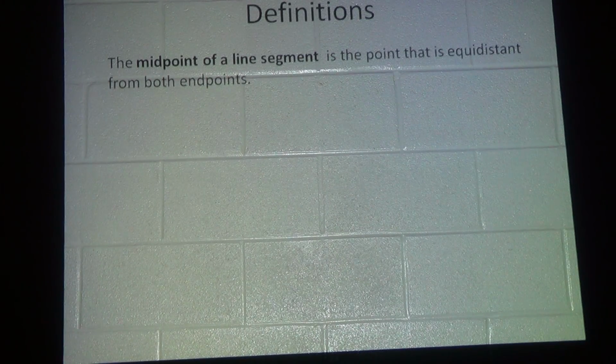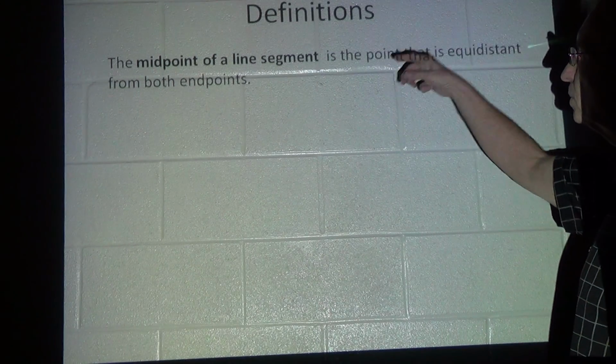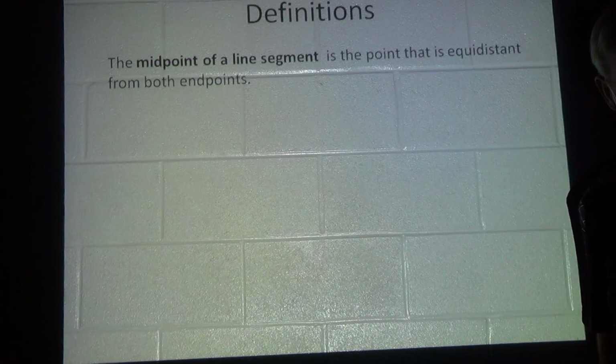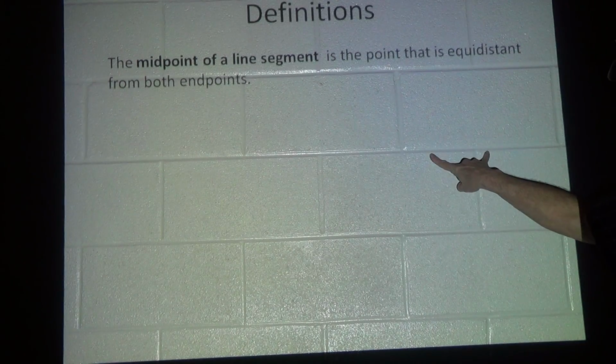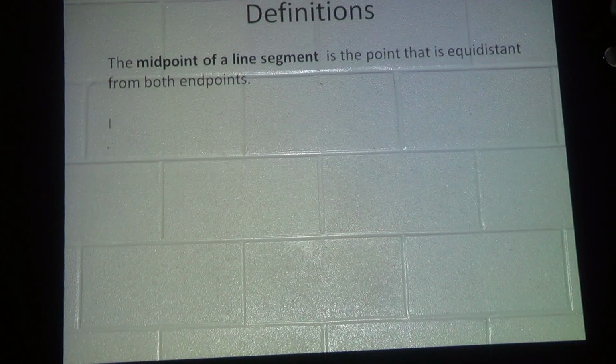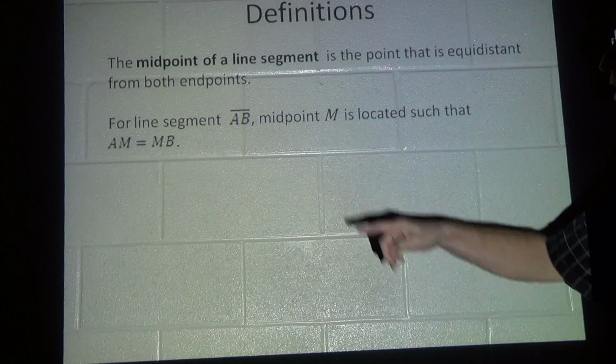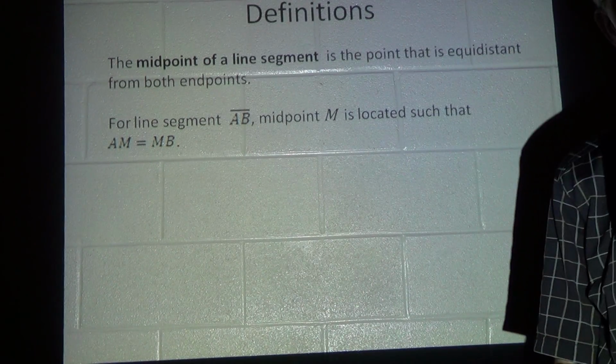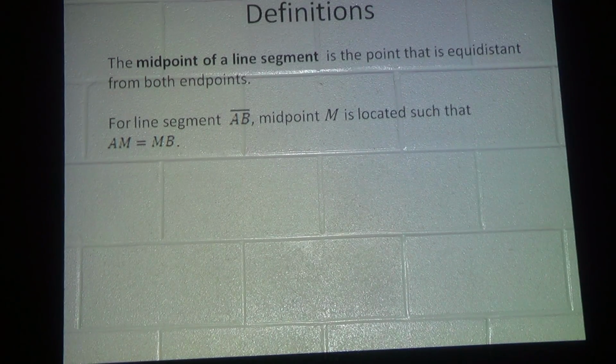First, in our definitions, we have the midpoint of a line segment. That is the point that is equidistant from both endpoints. So if you have a line segment, it's the one that's directly in the center. For line segment AB, midpoint M is located such that the length of AM equals the length of MB.